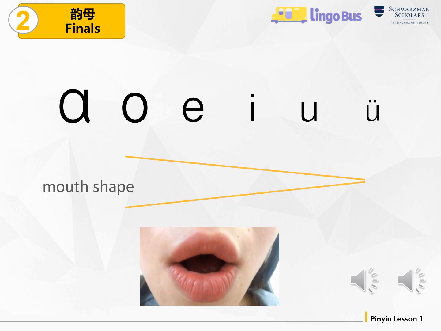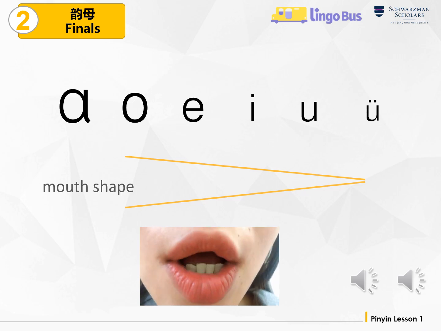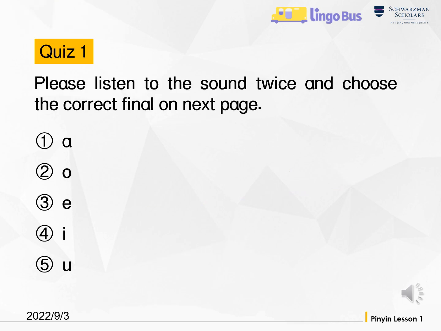From the first one to the last one, the shape of your mouth gets smaller with each vowel. Quiz 1. Please listen to the sound twice and choose the correct final on next page.